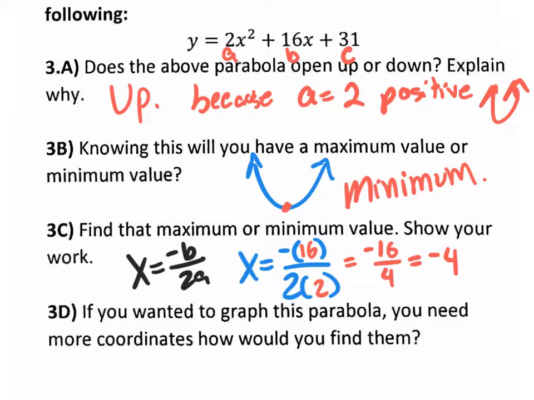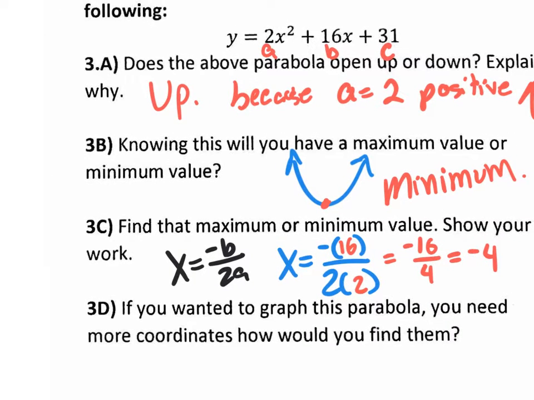Okay? So what did we find so far? The x. We found the x. Okay, and remember the vertex is a coordinate, which is an x and a y value. The x value of this coordinate is negative 4. I still need the y value. So what do I do to find the y value?